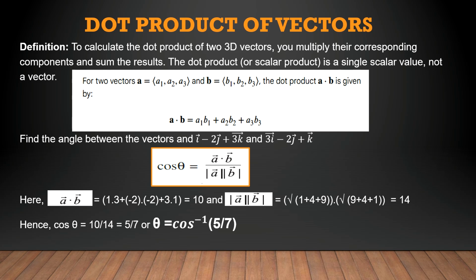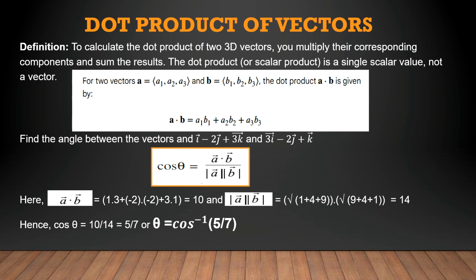So first we find vector A dot vector B. How will you find that? You just multiply the different components and then add them. So for the given two vectors, 1 into 3 plus minus 2 into minus 2 plus 3 into 1. This is equal to 10. This is the dot product. What is the magnitude of A? Magnitude of A means root of the sum of squares of all the components. So it is root of 1 square plus 2 square plus 3 square, into the magnitude of B, which is root of 3 square plus 2 square plus 1 square.